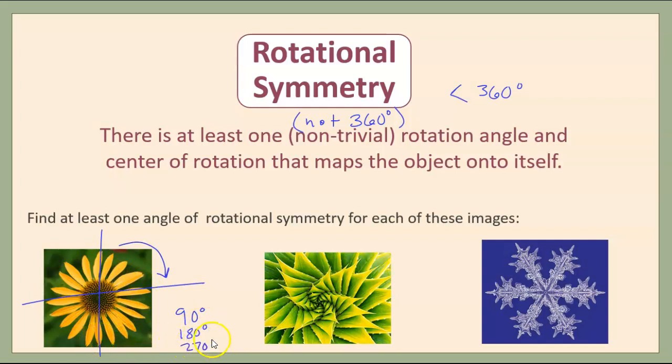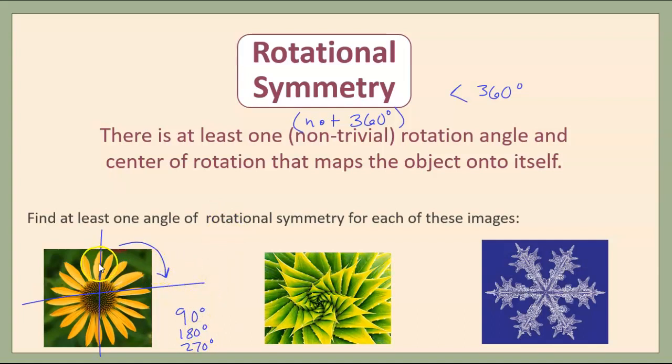Same with 270. Since all of these quadrants appear to be what we would call congruent, any 90-degree rotation around will also produce the same image. So these are all rotational symmetries of this flower.